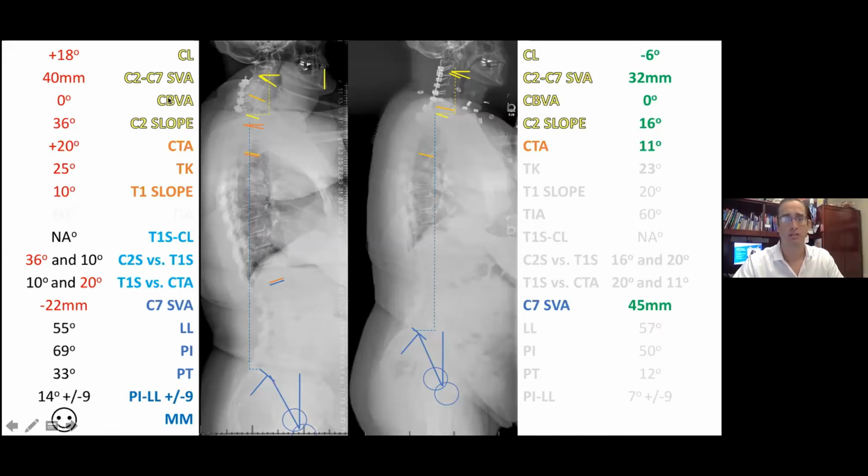She's compensating and looking forward. Her C2 slope is actually forward. And her thoracic kyphosis is somewhat low. Maybe she's compensating just like the last patient, and that T1 slope is 10. So identifying where the issue is, it's in the subaxial spine. Her lumbar parameters look fine as well.